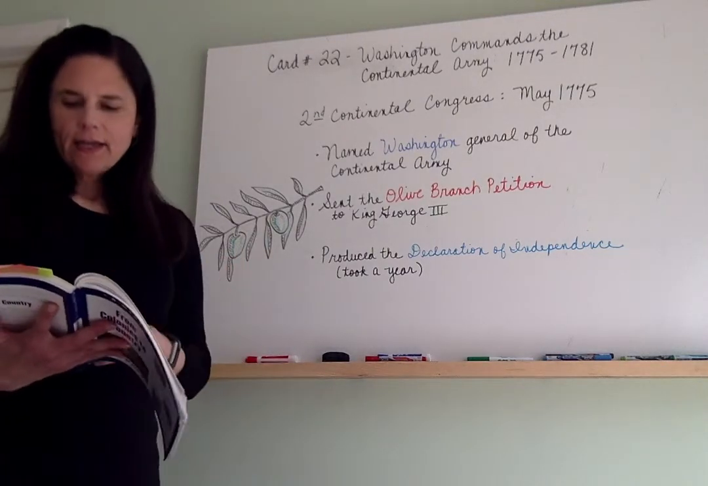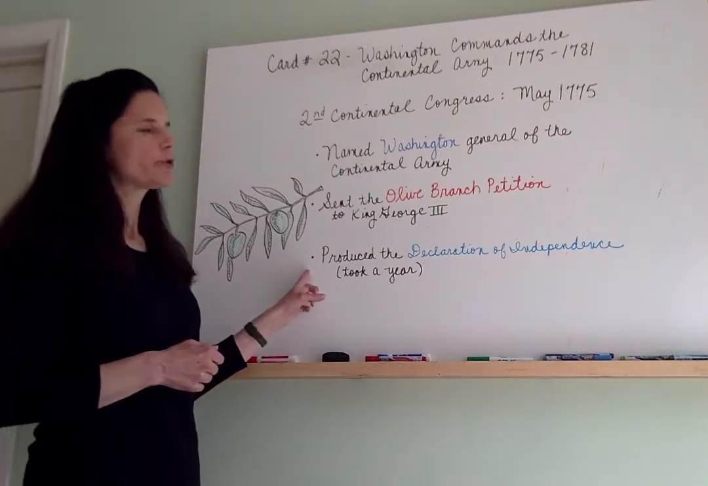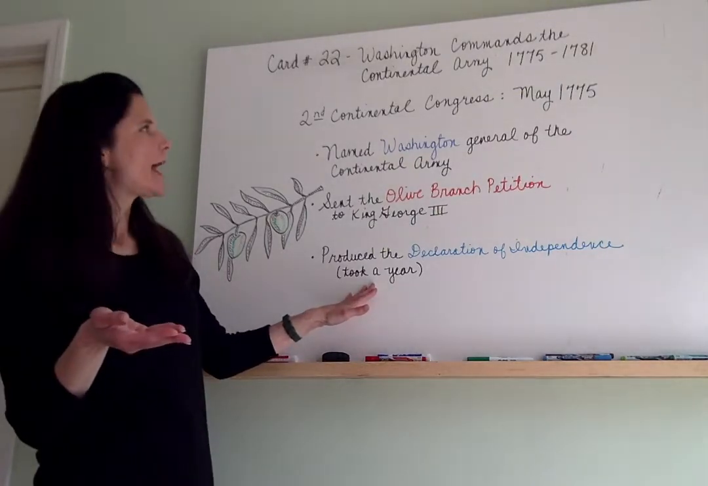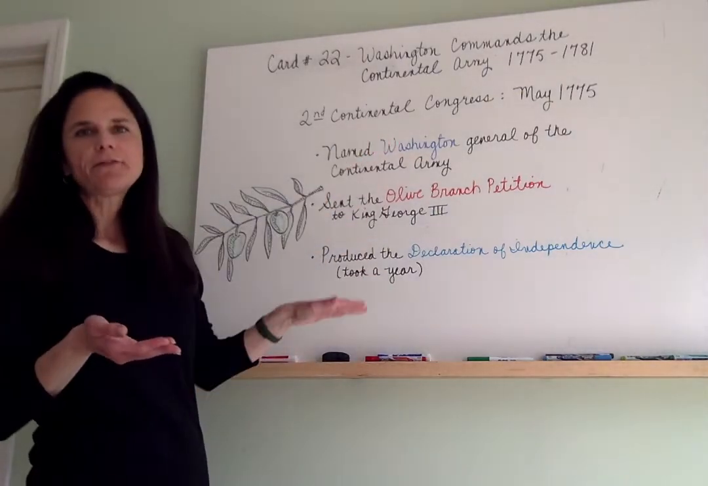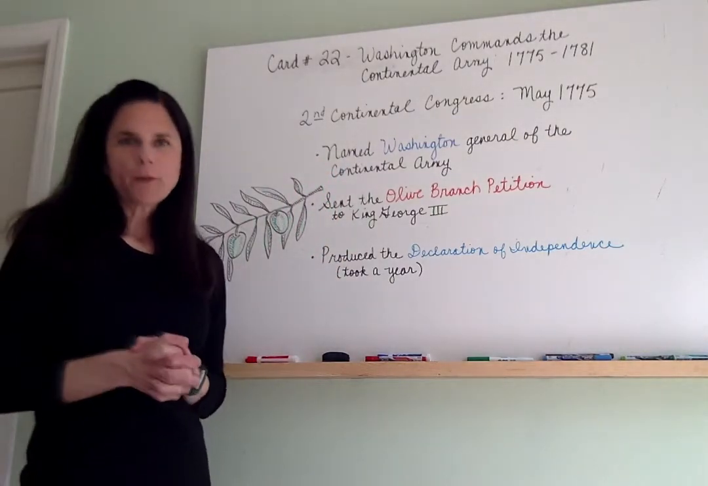The last thing that the Second Continental Congress is known for is producing the Declaration of Independence. And I have here that it took a year, because you may remember that the Continental Congress met in 1775, May, and of course the Declaration of Independence was written by Thomas Jefferson.